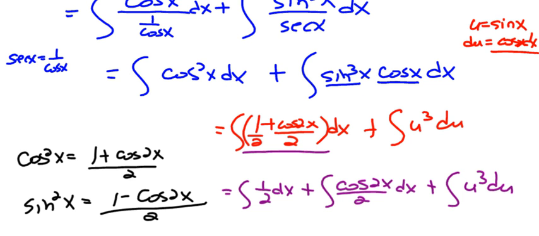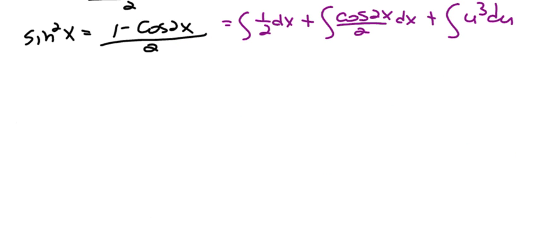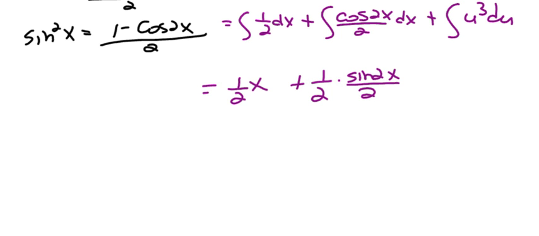So now, with everything I have, I can definitely take the antiderivative. For the first integral, I will have 1/2 x. For the second integral, I'm going to have 1/2, and then the antiderivative of cosine is sine, and I have that whole anti-chain rule thing going, so I'm going to have to divide by 2. And then for this last one, I'm going to use the power rule.